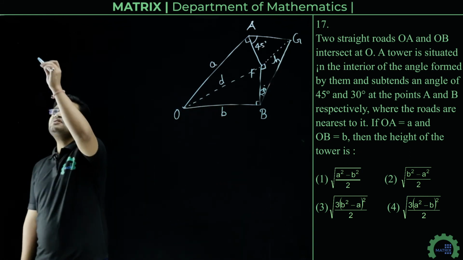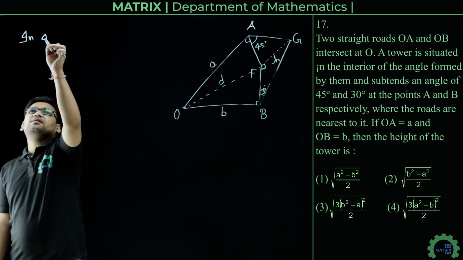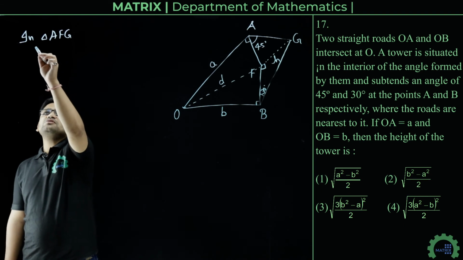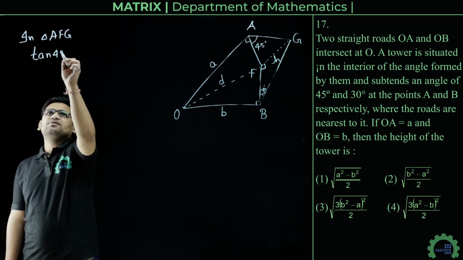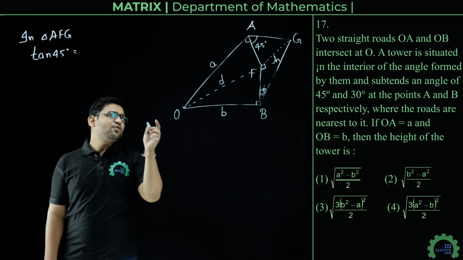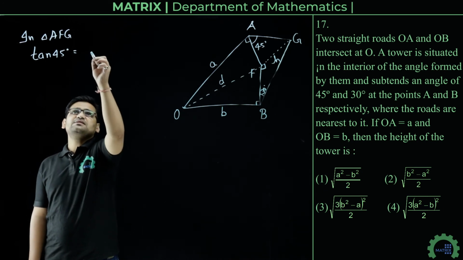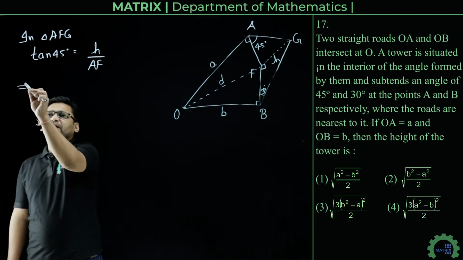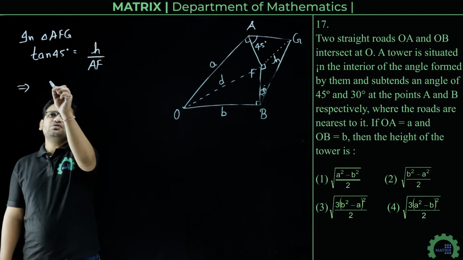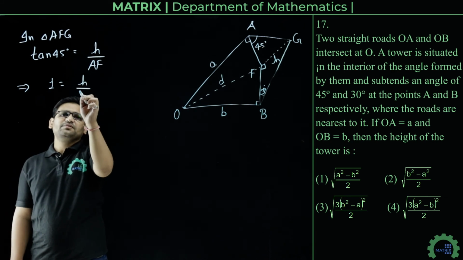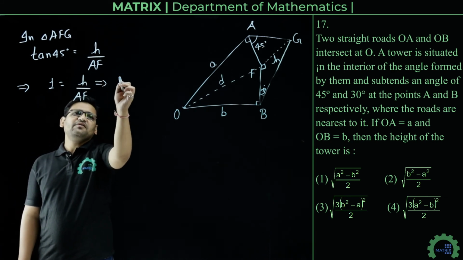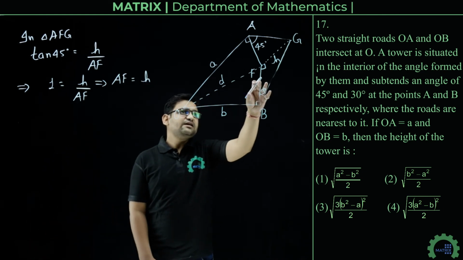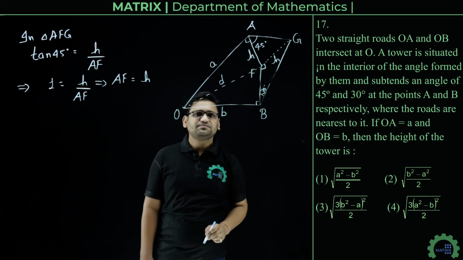So in triangle AFG, we can write tan 45 degree will be equal to h upon AF, that is perpendicular upon base, that is h upon AF. And we know that the value of tan 45 is 1. So 1 is equal to h upon AF. So from there we can write AF is equal to h. So distance AF is h.